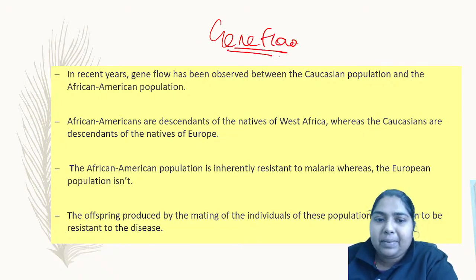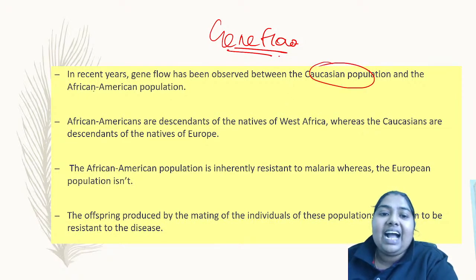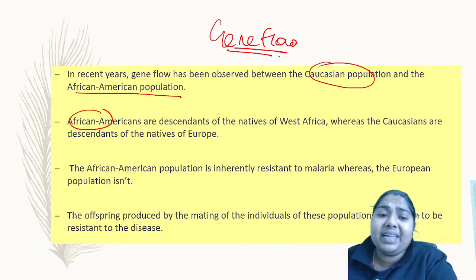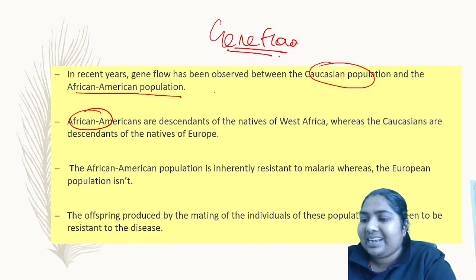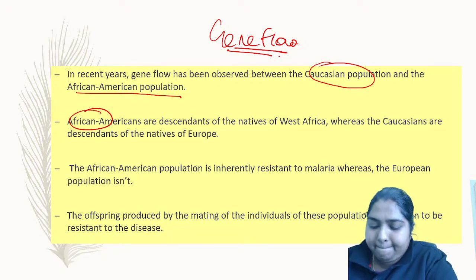A good example is if you take the Caucasian population and the Afro-American population. The Africans are usually more resistant. Yes, these Africans are more resistant to anything. Sure, Anjali, which one?